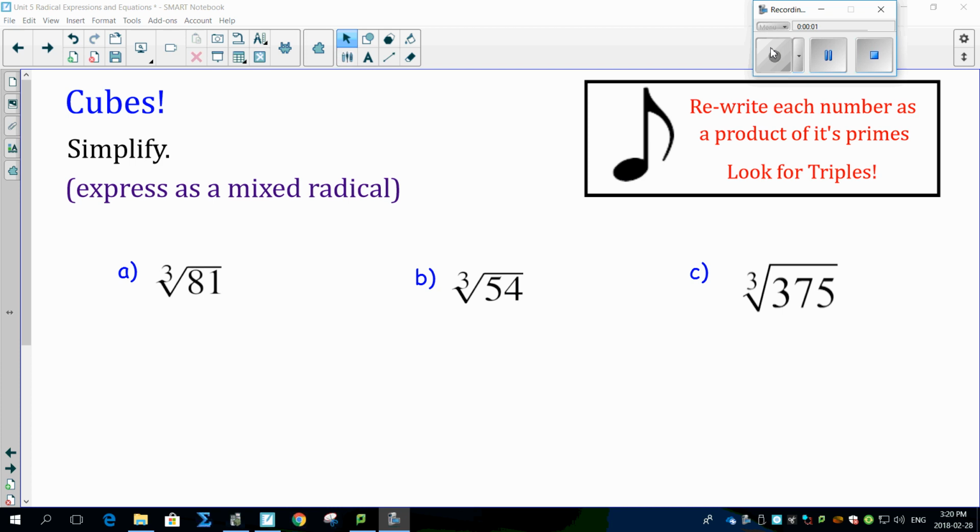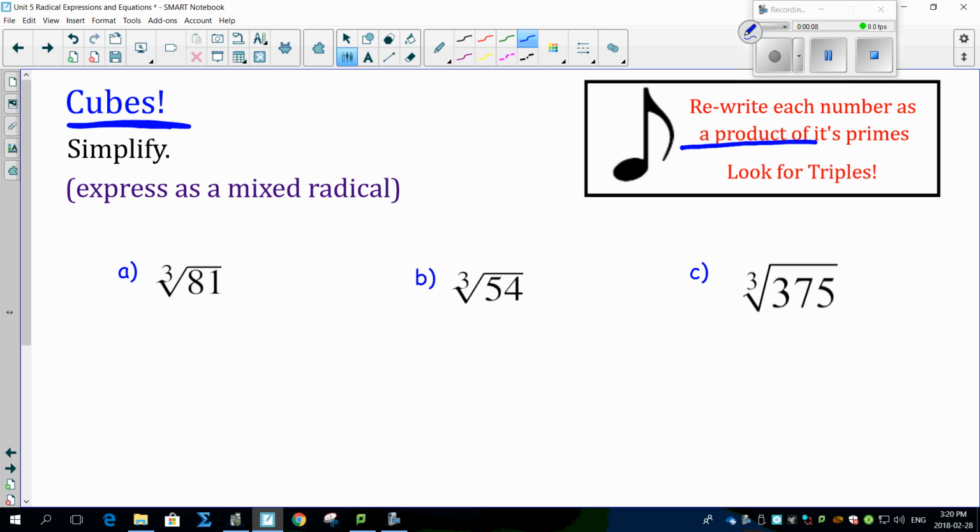Well, we did square roots. Guess what's next? You got it. It's got to be cube roots. So same thing. Rewrite everything as a product of its primes. And now, because it is an index of 3, you look for triples.